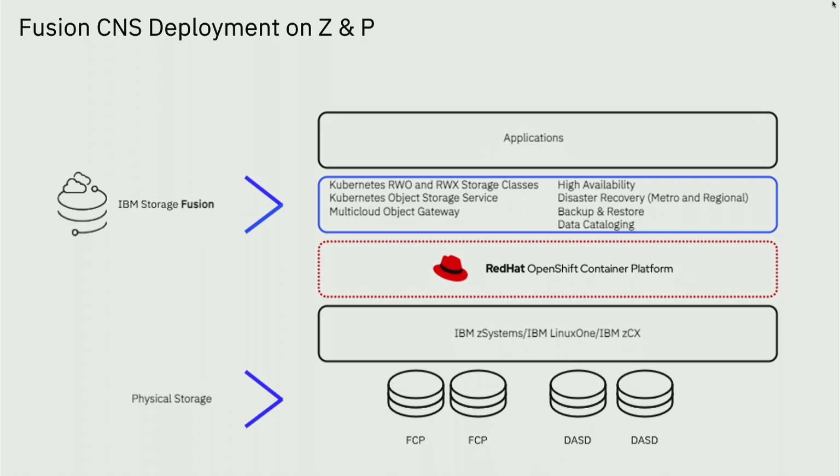What I always say is that Fusion creates an abstraction layer between OpenShift and the physical storage. So whether you're in AWS, you will see the same storage classes. If you're on bare metal, you will see the same storage classes. But what is underneath physically will be different.